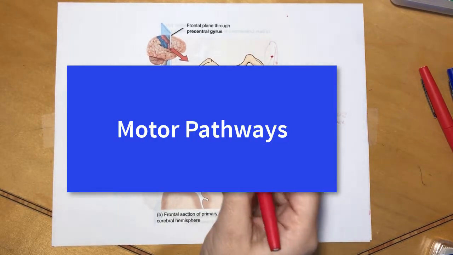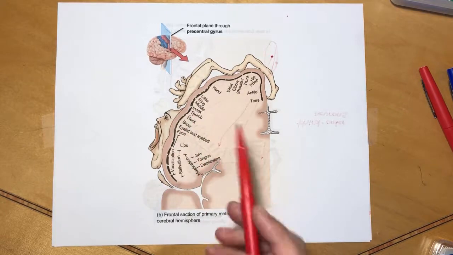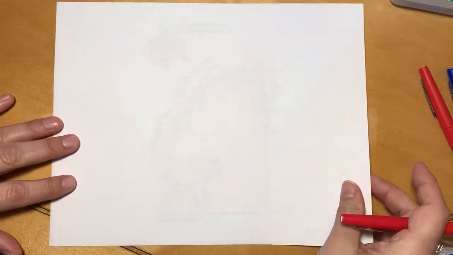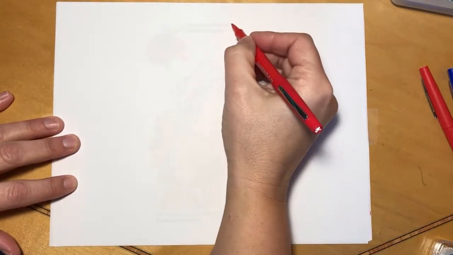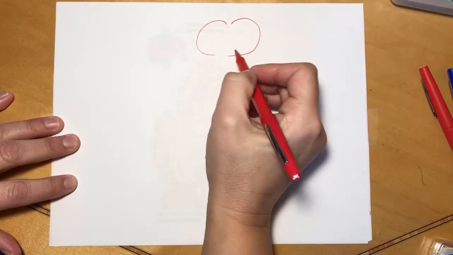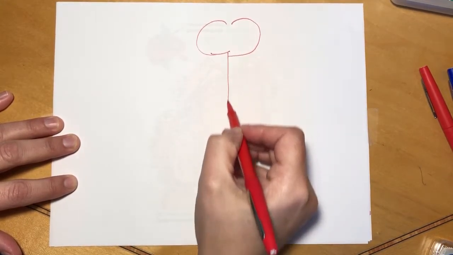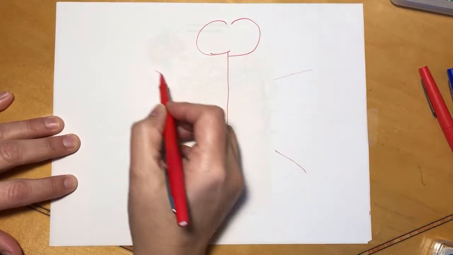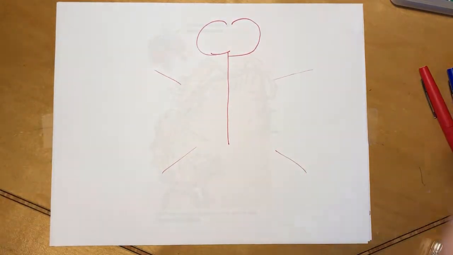So let's talk about how the information gets from this primary motor cortex down. In order to do that, we have to talk about some terms. Let's draw out a very rough sketch of the central nervous system. Here's the brain, here's the spinal cord, here are your arms and legs.